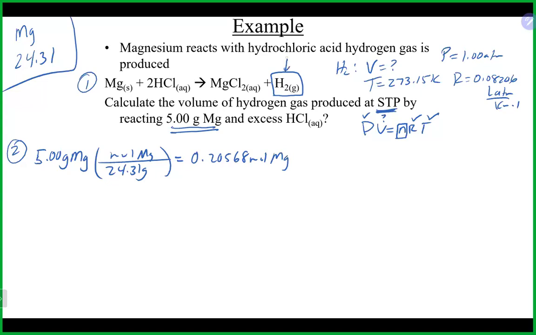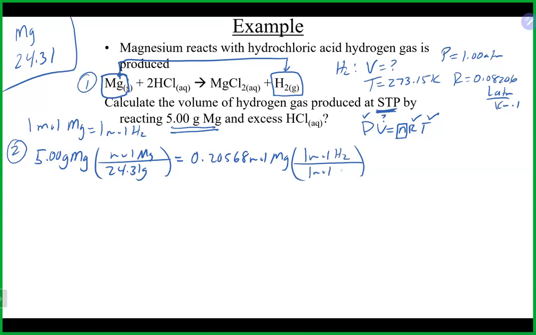We're interested in hydrogen. So we're going to use our mole to mole relationship between those. And from the equation, it's a pretty straightforward one. 1 mole of magnesium gives us 1 mole of hydrogen. So it is a 1-to-1 relationship, which is not bad. That'll be like our third step. And we'll end up with 0.20568 moles of hydrogen. That again is the missing piece that we need here to use our ideal gas law.